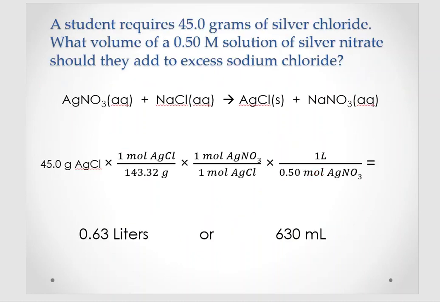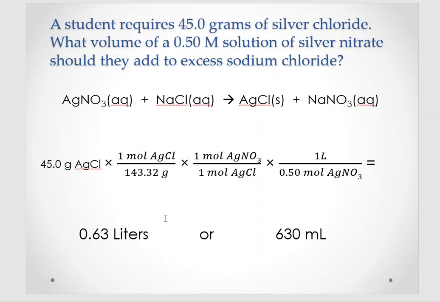All right. Here's another example. In this case, we're using our molarity as a conversion factor in the last step. A student wants 45 grams of silver chloride. So we're given 45 grams of silver chloride, and we want to know what volume of the silver nitrate solution we should use if we have excess sodium chloride.